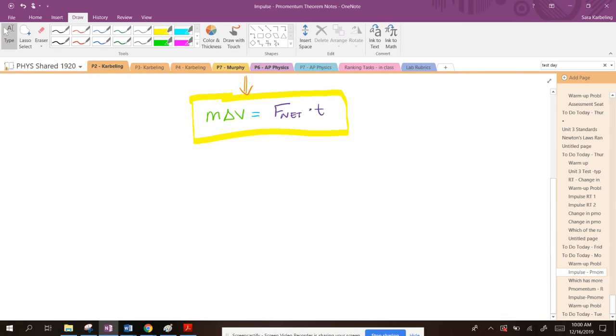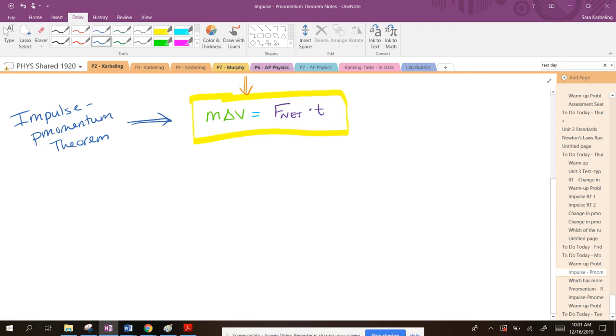Here's the name. Are you ready? It's a really fancy name. Here it comes. It's called the Impulse-Momentum Theorem. And you know it's got to be a big deal if it's called the Impulse-Momentum Theorem, right? A theorem's a big deal. That's it right there. Okay?